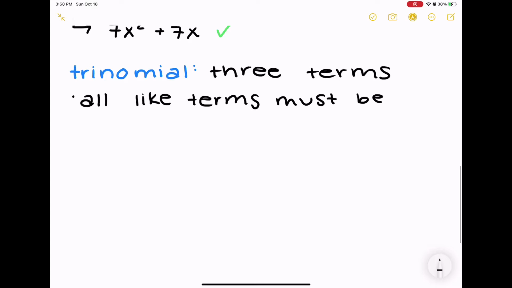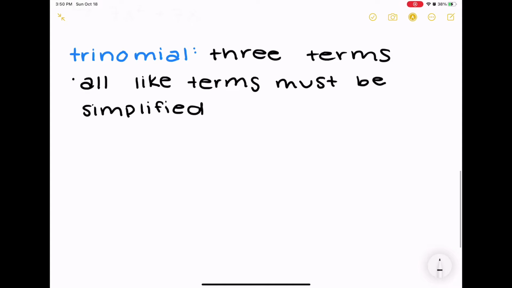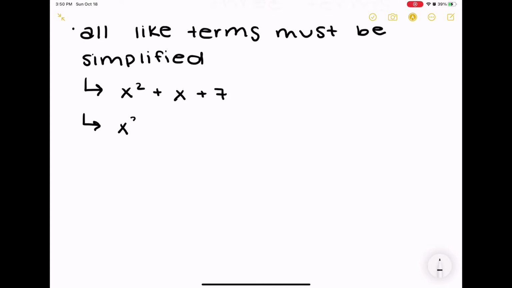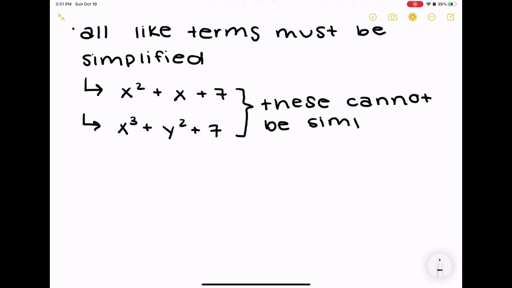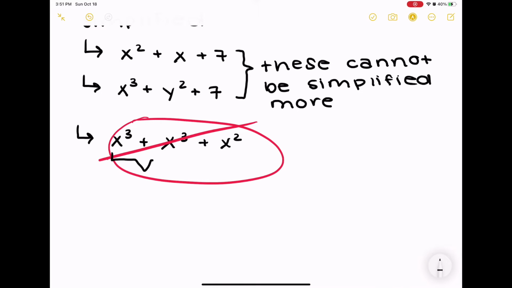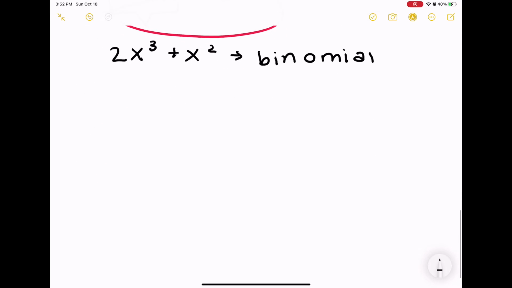Now, all like terms also must be simplified, because otherwise you're just going to get either a binomial or even a monomial. Examples of trinomials include x squared plus x plus 7 or x cubed plus y squared plus 7. But these cannot be simplified more, which is how I know that these are actually trinomials. Now let's give an example, x cubed plus x cubed plus x squared. Now this example is not a trinomial because I can simplify x cubed plus x cubed to 2x cubed plus x squared, which is a binomial, not a trinomial.